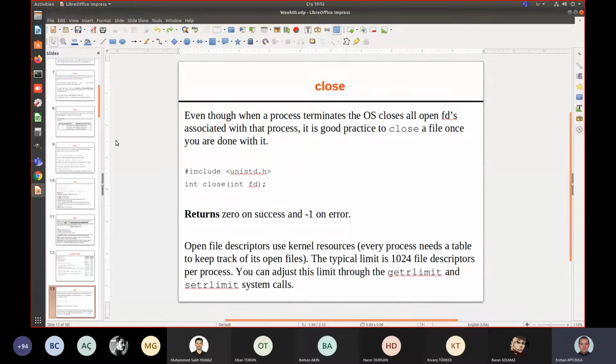What about closing an open file? It's very easy. You just call close and you give it the file descriptor corresponding to the open file that you want to close. It returns 0 on success and -1 on error.